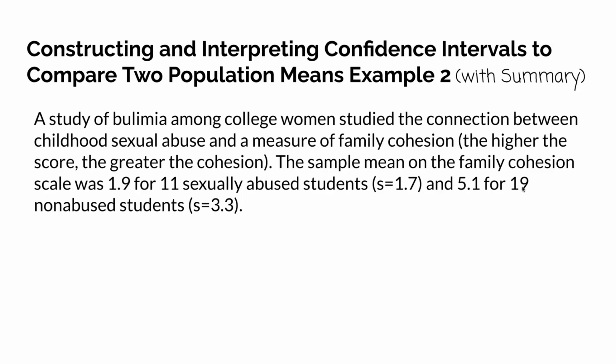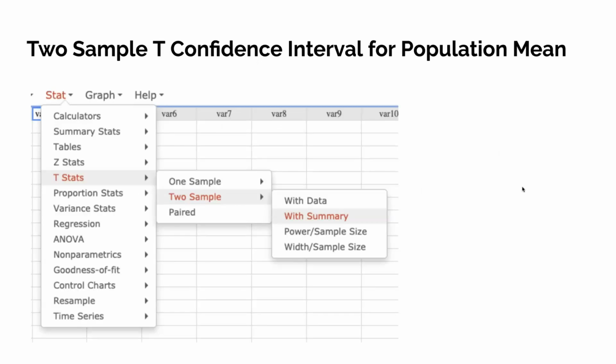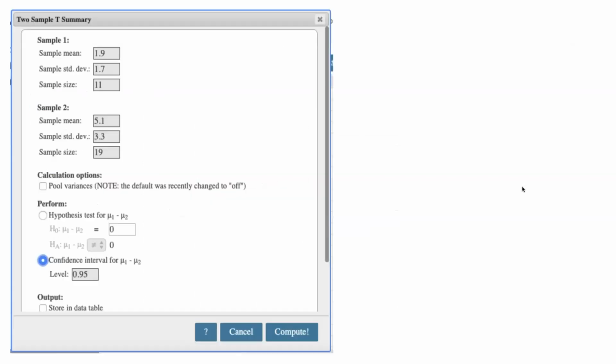Nowhere in this problem is there a hypothesis test. I was going to talk about pooled variance, but we're probably just doing the confidence interval here. So all the numbers are given. Two samples, we're comparing them. I can see non-abused students have a higher sample mean, but is that difference statistically significant? What's their difference like? So let's go ahead and get started. Go to Stat, T-stat, two sample with summary, and let's enter this data ourselves.